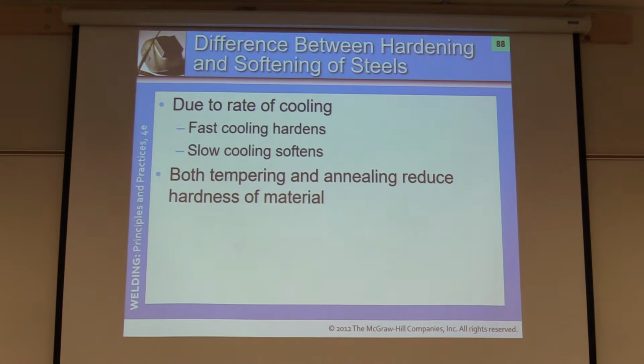Differences between hardening and softening of steels. The faster the cooling rate, the more it hardens it; the slower the cooling, the more it softens it. Both tempering and annealing reduce hardness of the material.